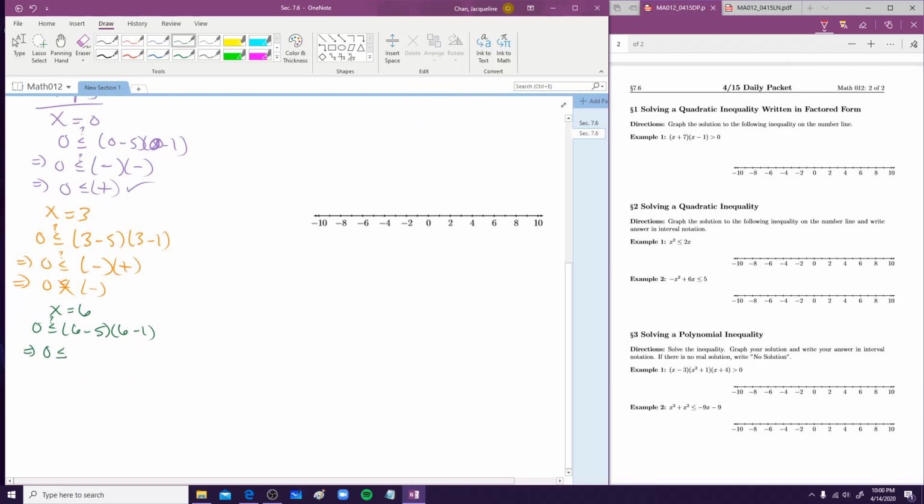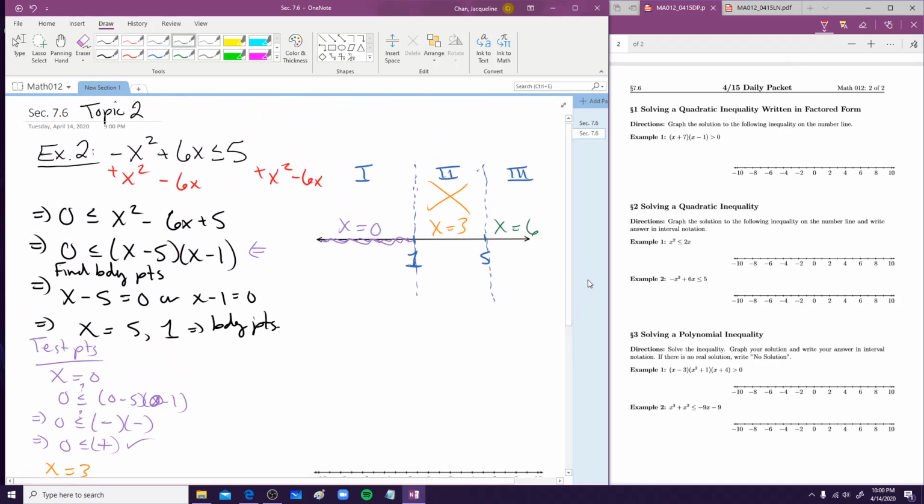Right, so 0 is less than or equal to (6 minus 5) times (6 minus 1). 6 minus 5 is positive, 6 minus 1 is positive, and a positive times a positive is a positive. So is 0 less than or equal to a positive number? Yes, it is. So what does that mean? That means this third interval is included in our solution.